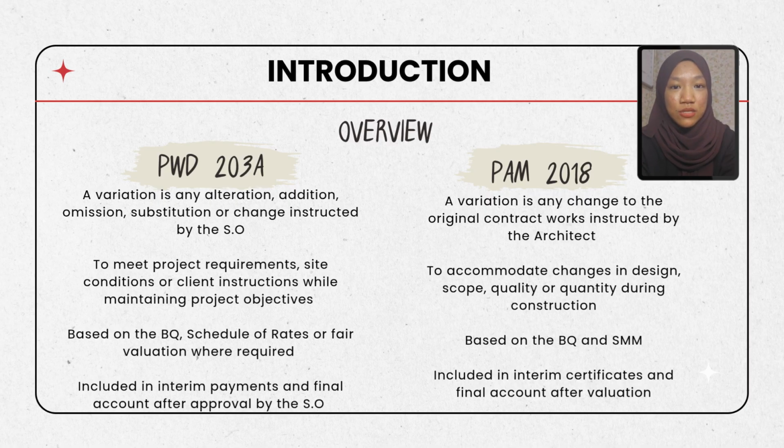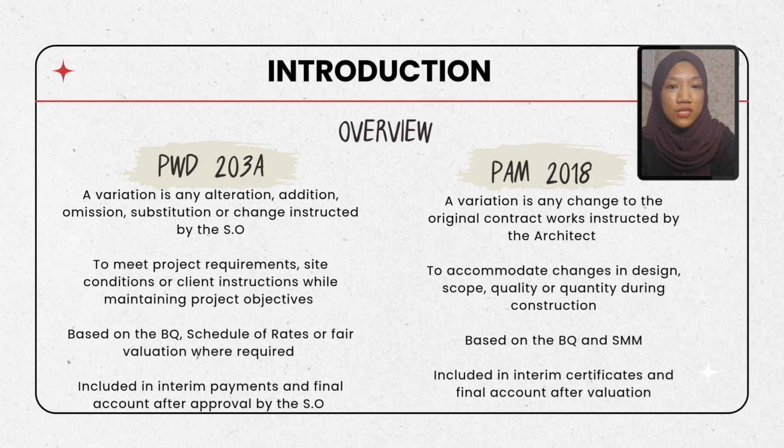We have been assigned to explain the methods of valuation with a particular focus on the contract rate method. Before discussing the valuation methods, let me briefly introduce the concept of variation under both the PWD 203A and PAM 2018 contracts. A variation refers to any change made to the original scope of work after the contract has been awarded. These changes may include additions, omissions, substitutions, or alterations to the work.